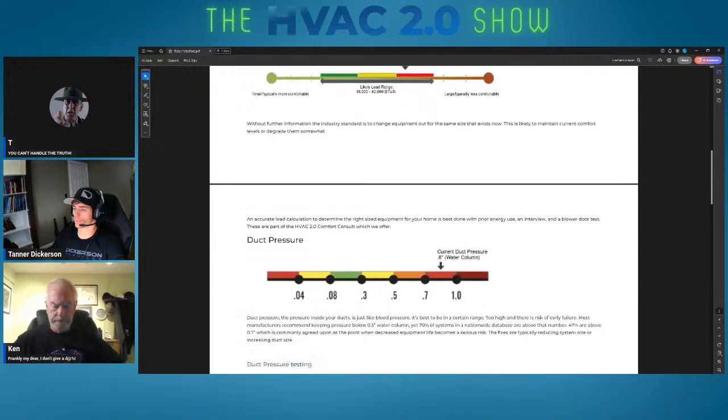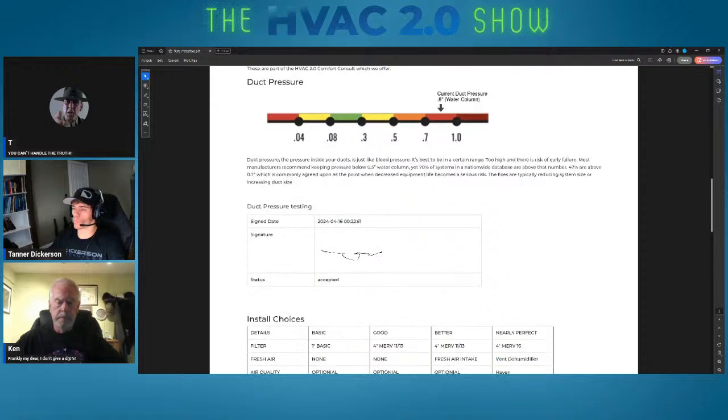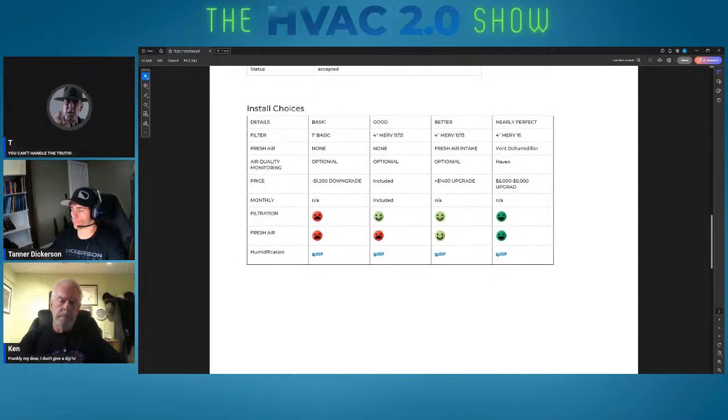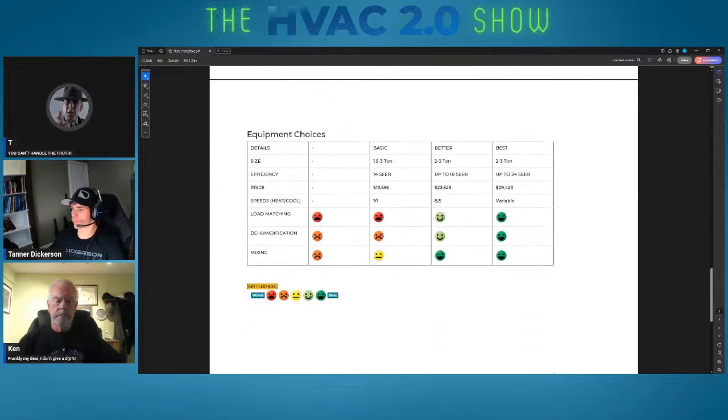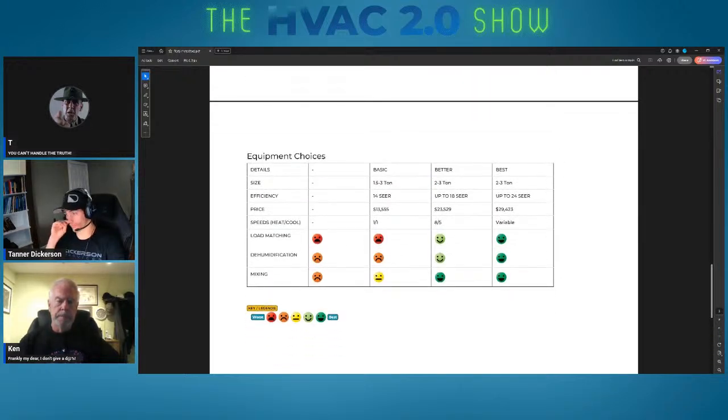And then the duct pressure information. And then also helping them with their installation choices, which the smiley faces install choices provides. And then at the bottom, the equipment choices, so that they can get educated on how the different pieces of equipment are going to impact. So hopefully that, I mean, that's a great question that Jason asked, and hopefully that's a good answer. I guess it is, because he says it makes sense.